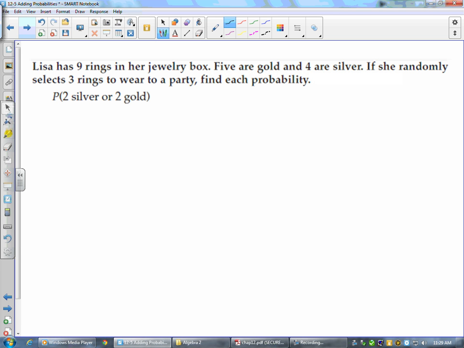Okay, so what if we have an example like this? Lisa has 9 rings in her jewelry box. 5 are gold and 4 are silver. If she randomly selects 3 rings to wear at a party, find the probability. Okay, she's got 9 altogether. She's picking 3 of them. So what's the probability that she picks 2 silvers or 2 golds?